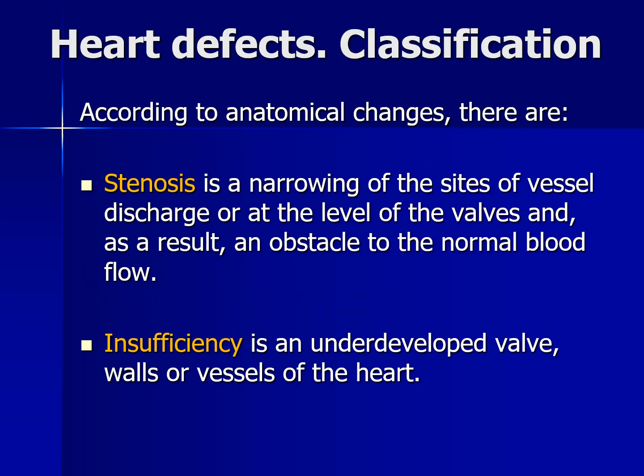Classification of heart defects according to the anatomical changes. They are stenosis and insufficiency. What is stenosis? Stenosis is a narrowing of the sides of vessel discharge or at the level of the valves and, as a result, an obstacle to the normal blood flow. Insufficiency is an underdeveloped valve, walls, or vessels of the heart.